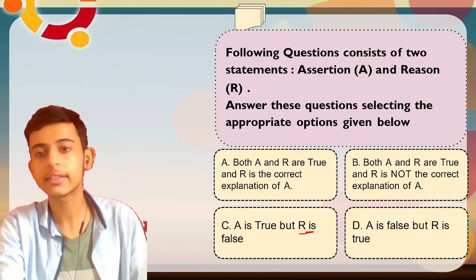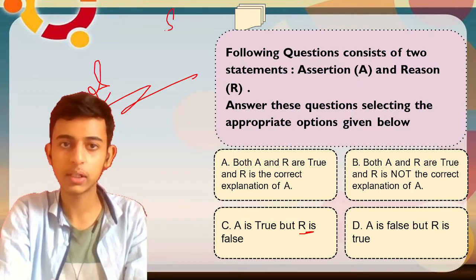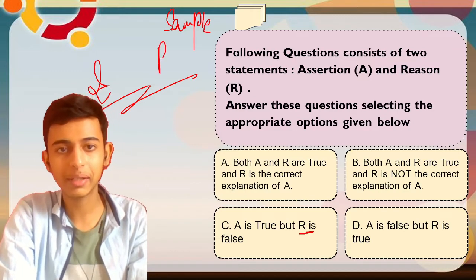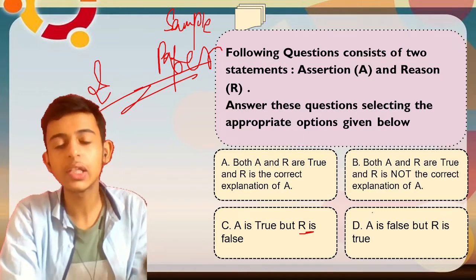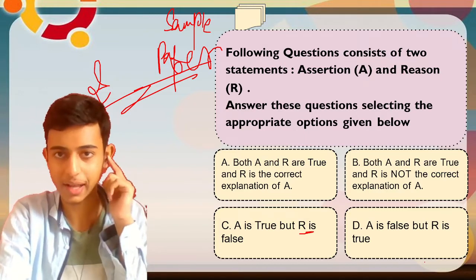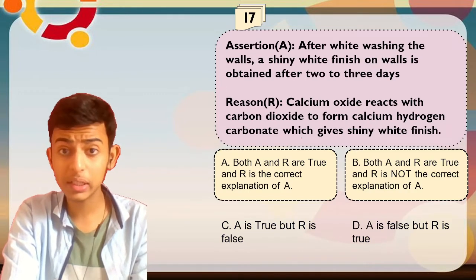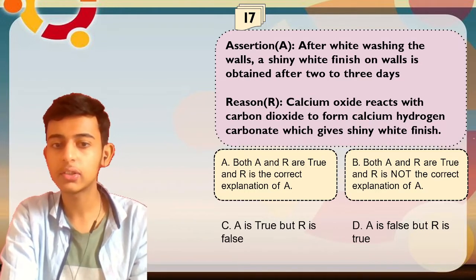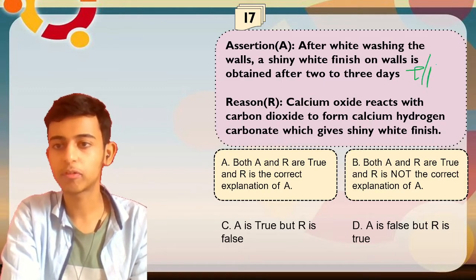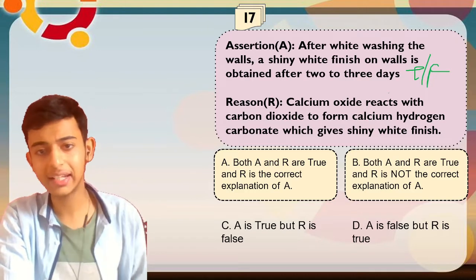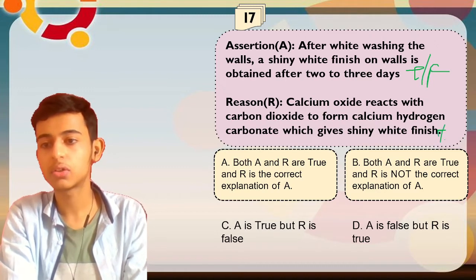Done. Now the following questions are assertion reason based. There are 2 assertion reasoning questions from chemistry according to the sample paper. There were 2 from chemistry, 1 from bio, 1 from physics. So 2 statements are given. You need to read them, and these are the 4 options that you know by now. 17th assertion: after whitewashing the walls, a shiny finish on walls is obtained after 2 to 3 days. Just tell me if it's true or not. True or false? And the reason says calcium oxide reacts with carbon dioxide to form calcium hydrogen carbonate, which gives shiny finish. True or false? Tell me.